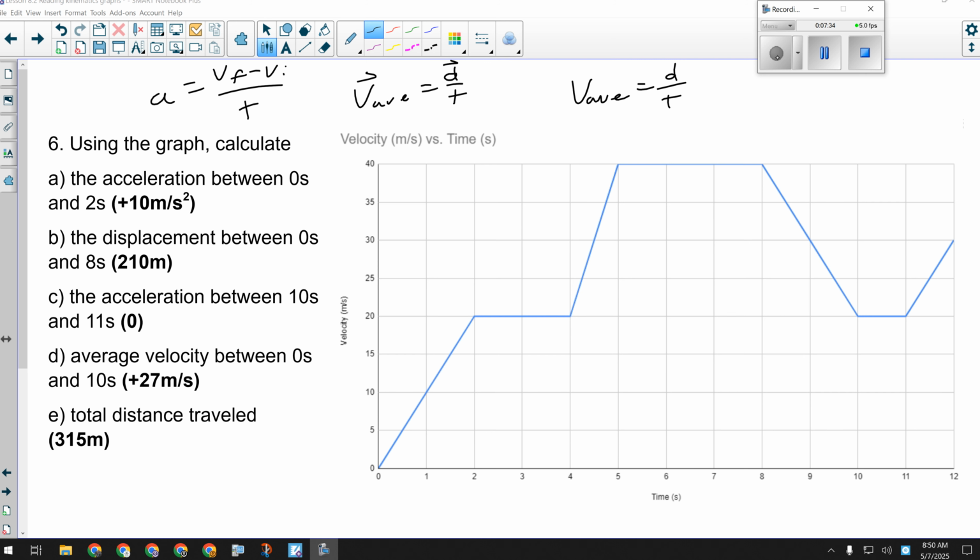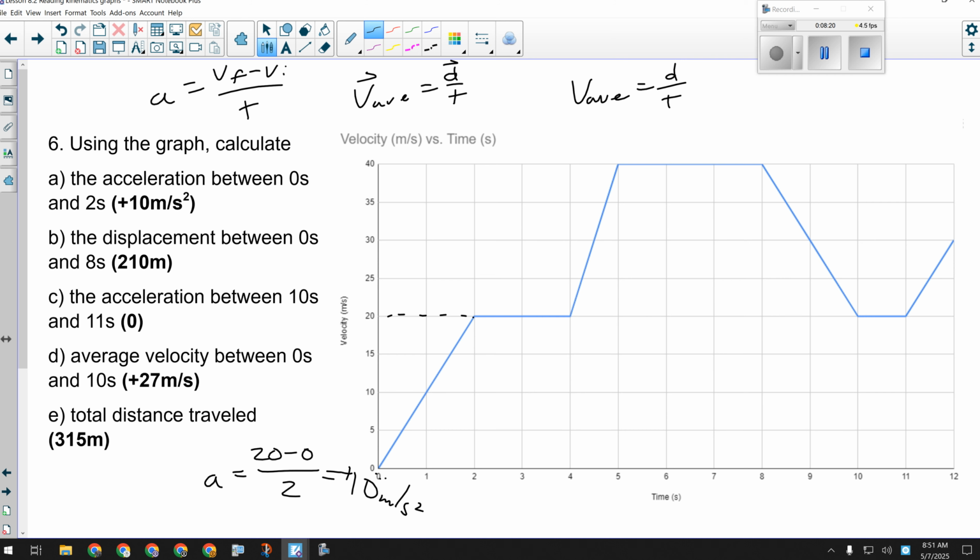So for part A, it wants to know the acceleration between 0 and 2 seconds. If I'm going to find acceleration, I'm going to need final velocity. That'll happen at 2 seconds. So here's 2 seconds, Vf is going to be 20, and at 0 seconds, Vi is 0. Now I can plug in: 20 minus 0 divided by 2 seconds, Vf minus Vi divided by time. 20 over 2 is 10. Remember, acceleration is a vector quantity, so that's going to be positive 10 meters per second squared.